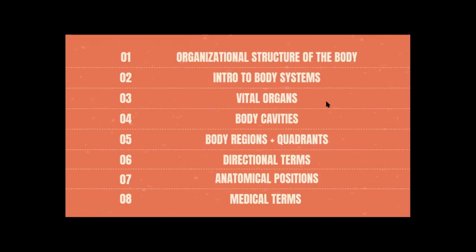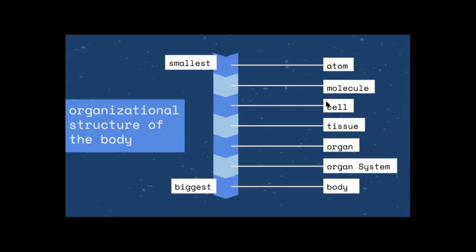So we are going to have 8 topics today: the organizational structure of the body, intro to body systems, vital organs, body cavities, body regions, and quadrants, directional terms, anatomical positions, and medical terms. So we are first going to go over the organizational structure of the body.